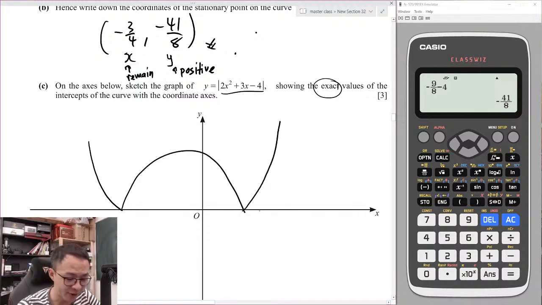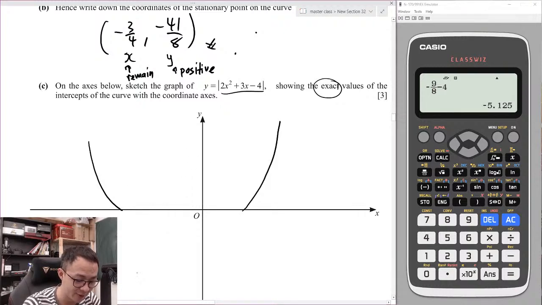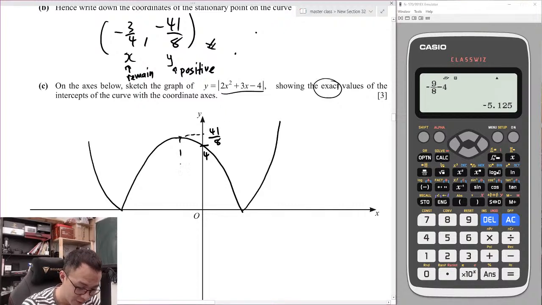Okay. Why? Because the x value must be at the turning point, negative 3/4. The y value will be 41/8. If you see carefully, 41/8 is quite close to 4, right? So the 4 will be slightly below it. Let me draw nicely a little bit, because I wish you can see some difference here. So this one will be 41/8, this one will be 4, and this one will be negative 3/4.